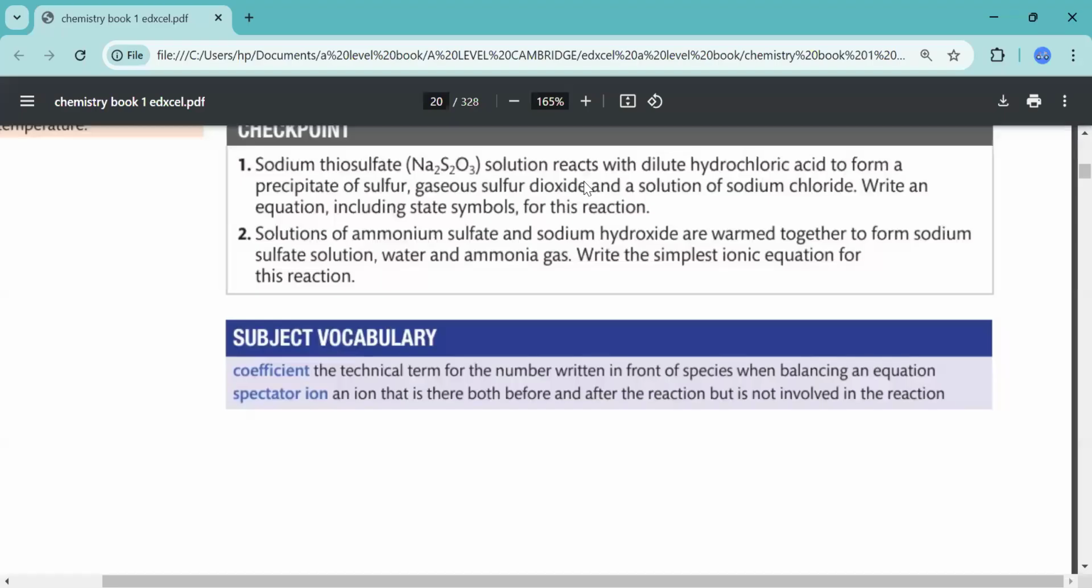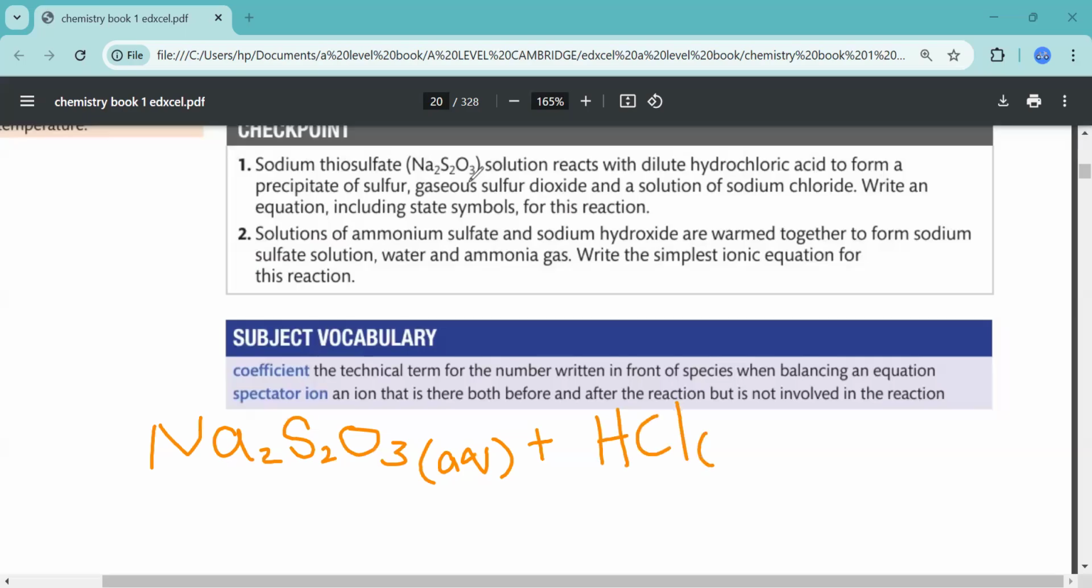So, look here. They give us this question to write down a chemical equation. They give us the formula of sodium thiosulfate, Na2S2O3. Let's try to write down the equation for this one. We will write down the first reactant, Na2S2O3. They said solution, so it means that it's in aqueous state. It reacts with dilute hydrochloric acid, and we know that all the acids are soluble in water, so it's also aqueous.